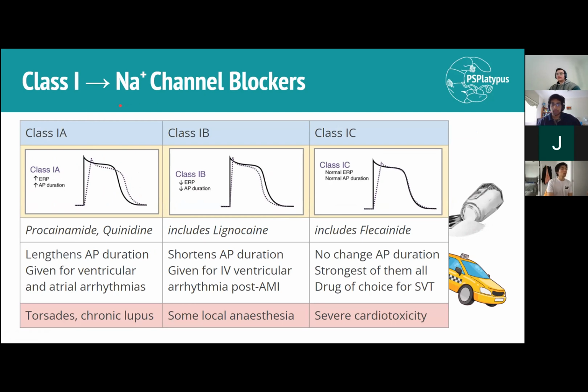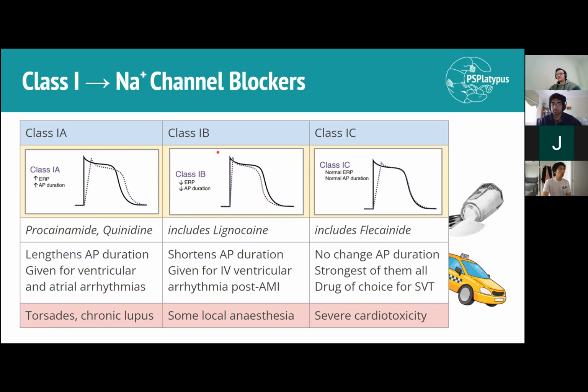So with class 1, we said they're sodium channel blockers, but they all act in different ways on the action potential duration. So class 1A is going to lengthen action potential duration, and it's generally given for things like ventricular and atrial arrhythmias. Again, why are we lengthening it? Because we want to delay how long the action potential takes, because clearly it's going too fast.